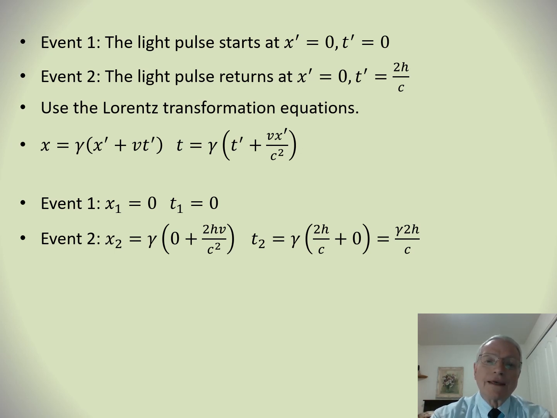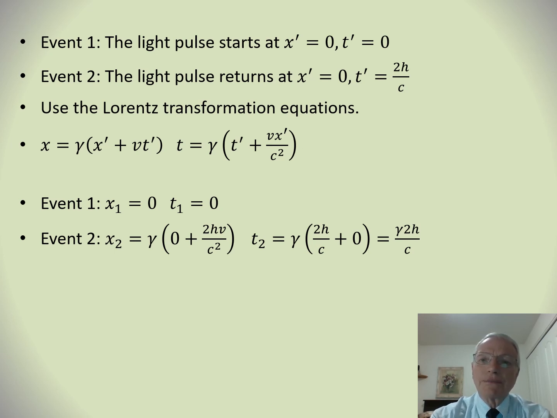Galileo would have said that the distance it moved is 2h over v, because that's just vt, the time of tick-tock. But there's a gamma factor there, which makes things be funny, and we're not going to talk about that. The one we're interested in is the tick-tock time in the stationary frame. That's t2. That's the time it takes to go from t1 equals 0 to t2. That's a tick-tock. And it's gamma 2h over c.